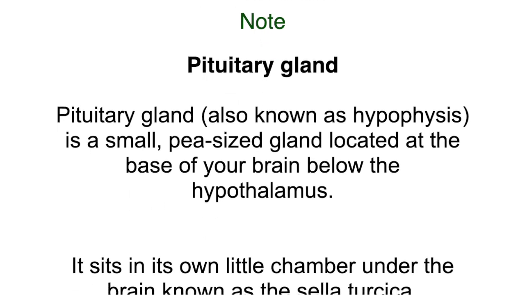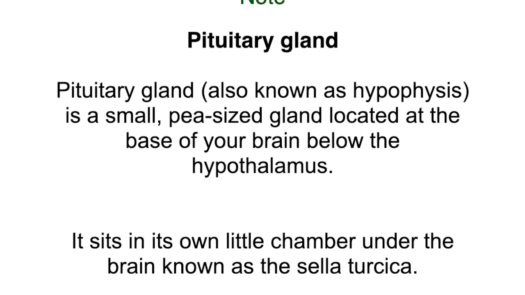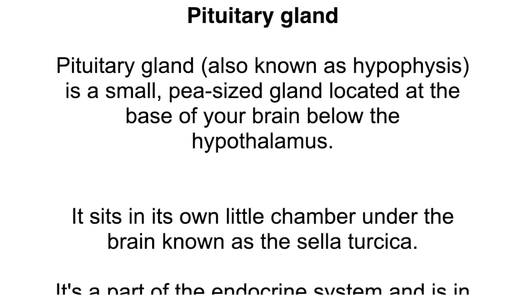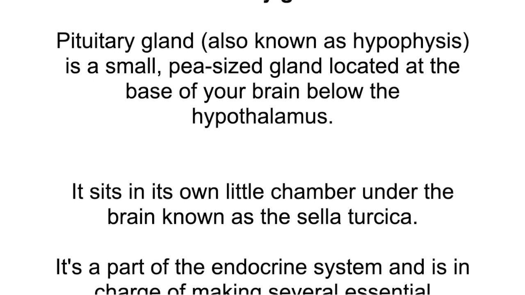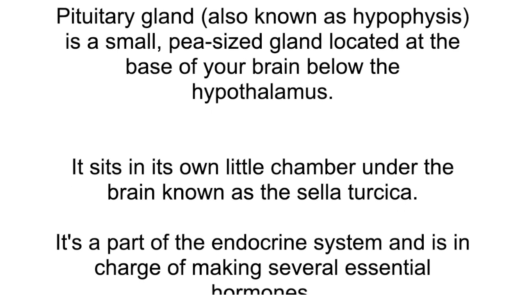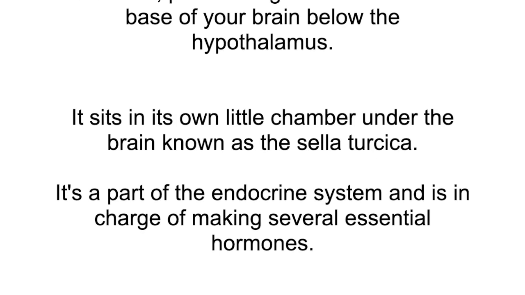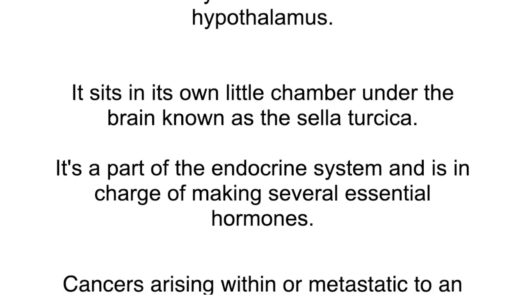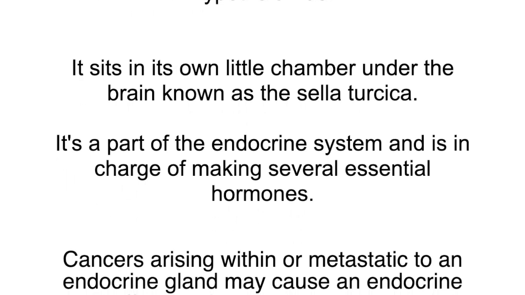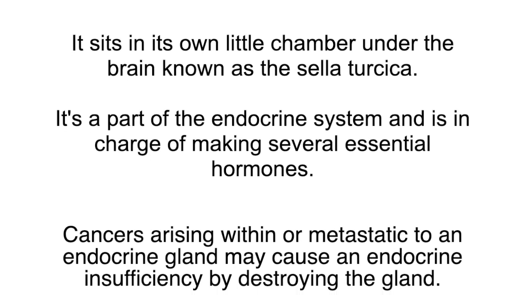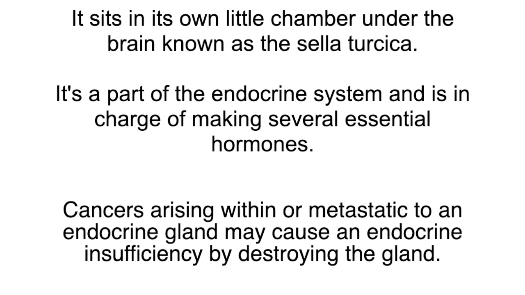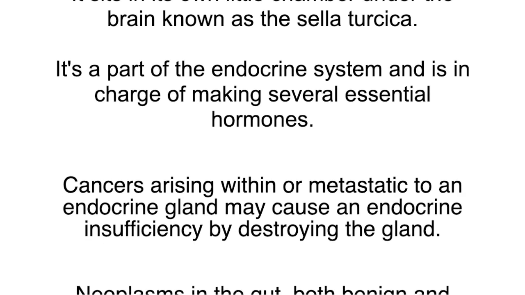Note: the pituitary gland, which is also known as the hypophysis, is a small pea-sized gland located at the base of your brain below the hypothalamus. It sits in its own little chamber under the brain known as the sella turcica. It's a part of the endocrine system and is in charge of making several essential hormones.